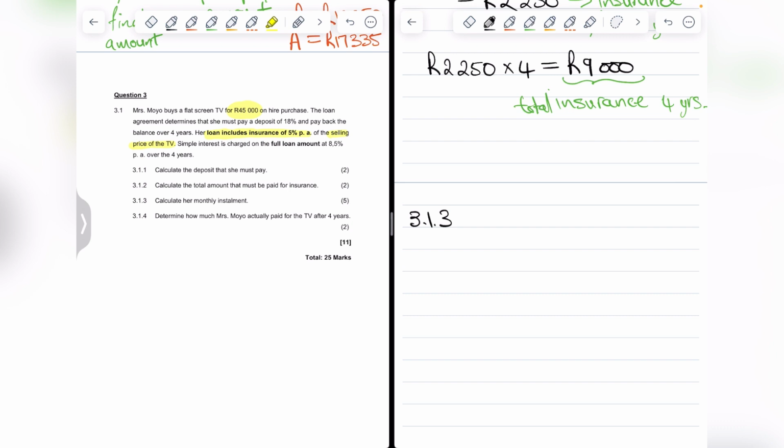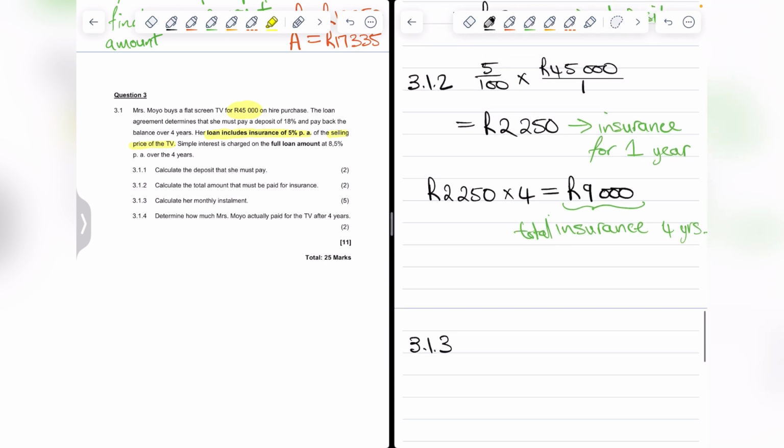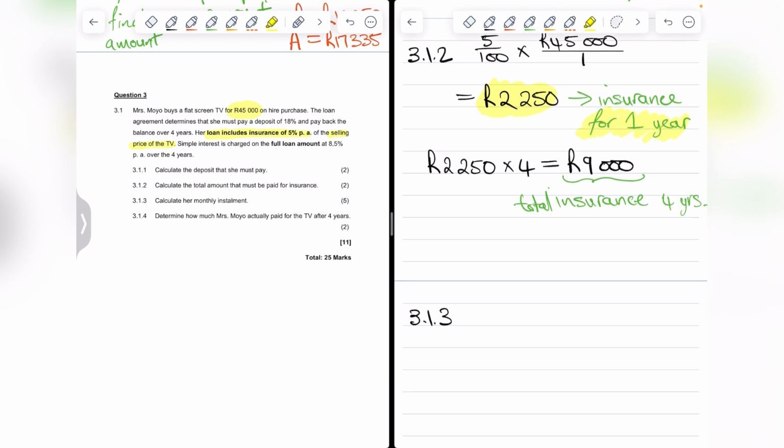But then here also you need to remember that she's paying insurance for 4 years, and they are not expecting her to pay insurance every year in one go. So if we can have a look here, this insurance over here of 2,250, that is for 1 year. It does not mean that she's expected to pay 2,250 at once and then do that for 4 years. She is going to include that in a monthly repayment. So when you are calculating your monthly installment, the total insurance of 4 years, which is the 9,000 Rand, must be taken into account.